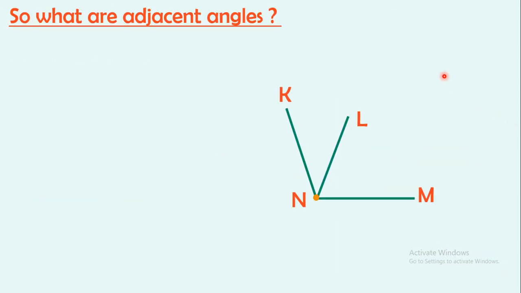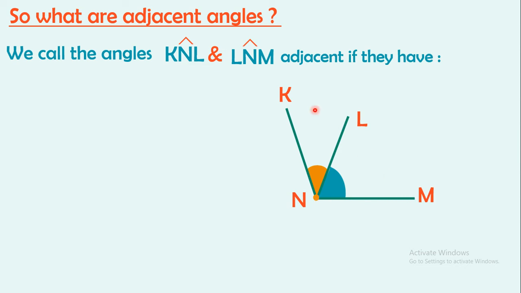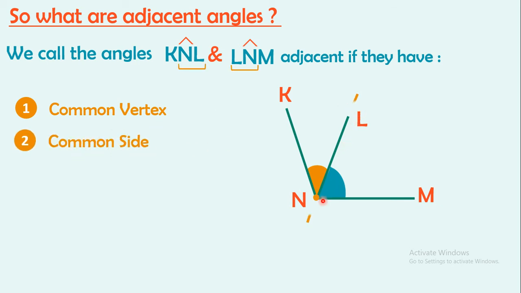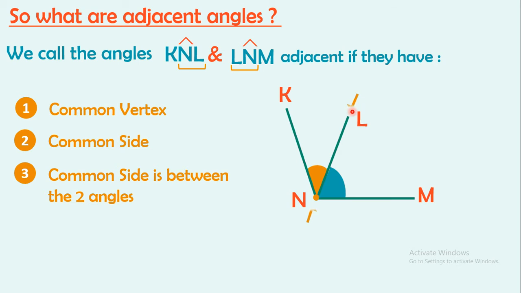So what are adjacent angles? We call the angles K and L, and L and M, adjacent if they have a common vertex, which is N. They have a common vertex N, and they have a common side between them, LN or NL, and this common side must be between both angles. So we say that they are adjacent. These are the conditions for two angles to be adjacent: a common vertex, a common side, and the common side must lie between the two angles.